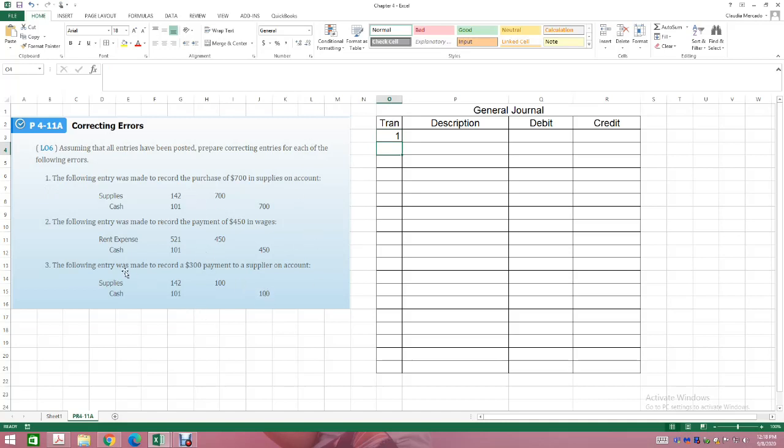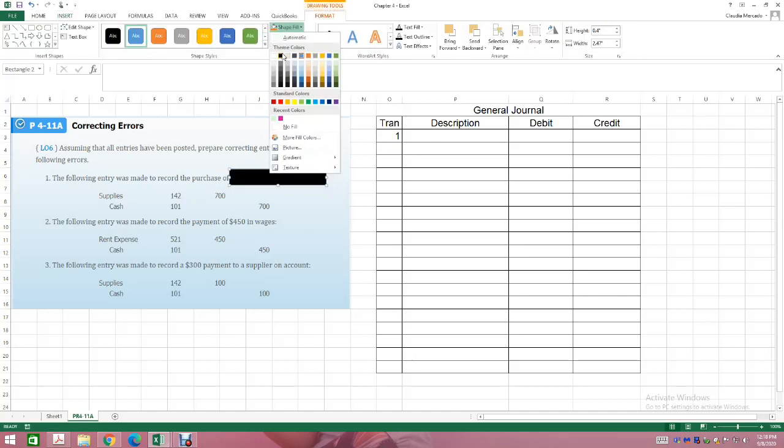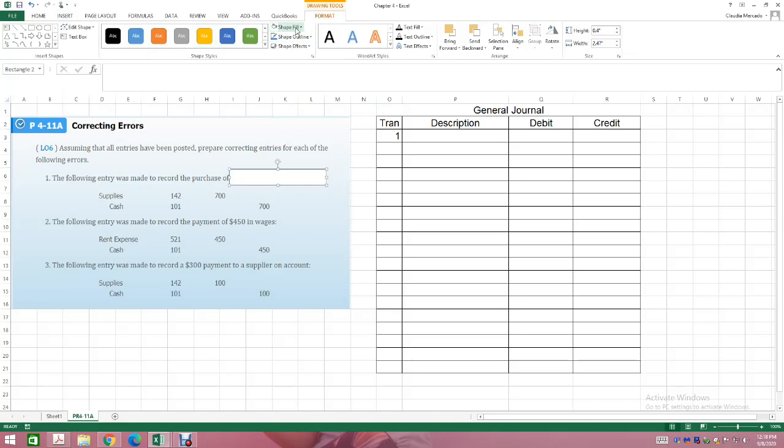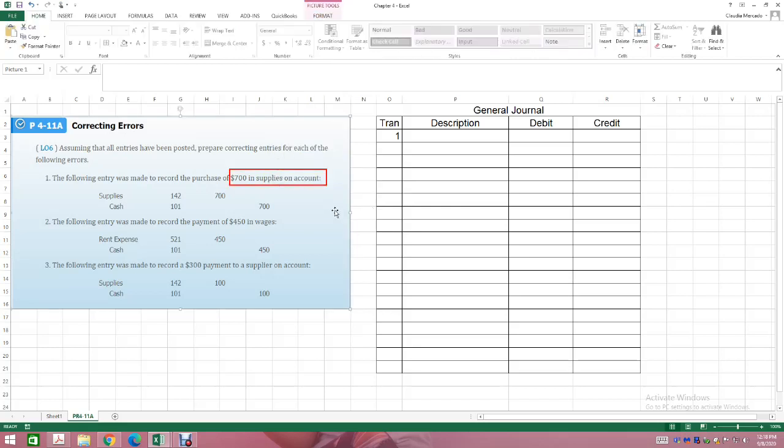The first transaction says, the following entry was made to record the purchase of $700 in supplies on account. Now, in order to make a correcting entry, first we need to understand what it is that we're doing in this transaction. The problem says that we have to record the purchase of $700 in supplies on account. So what happened? I bought supplies and I promised to pay at a later point in time.